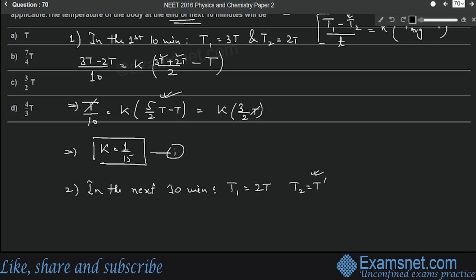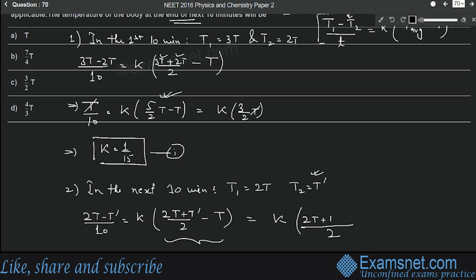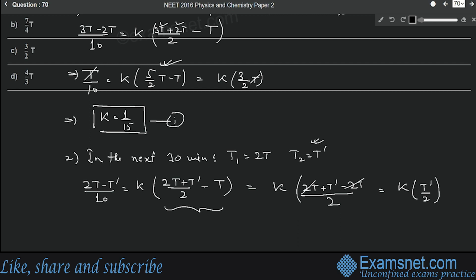So T1 minus T2, that means 2T minus T dash upon time, that is 10 minutes, equals to K into average temperature, that means 2T plus T dash by 2 minus room temperature, that is T. Okay. So let's solve the right hand side first, this bracket first. So it will be K into, we'll take the LCM 2. So it will be 2T plus T dash minus 2T. Okay. So 2T and minus 2T will be cancelled. Here we'll get K into T dash by 2. Okay. So on the left hand side we have 2T minus T dash upon 10, and on the right hand side we have K into T dash by 2.